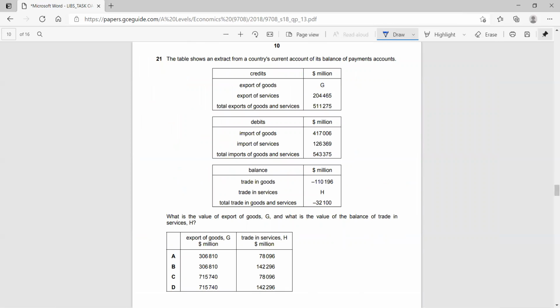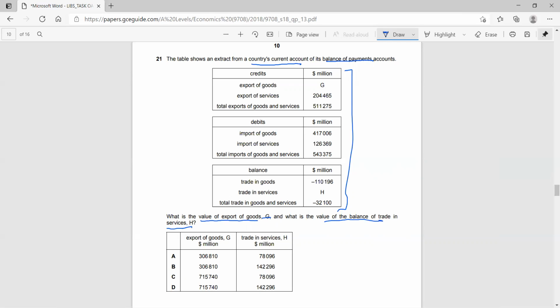All right. So the table shows an extract from a country's current account of its balance of payments account. I'm not going to read this because I'm lazy, so let's read the question first before just going through the information and wasting time. What is the value of export of goods, G, and what is the value of the balance of trade in services, X? Which is H.